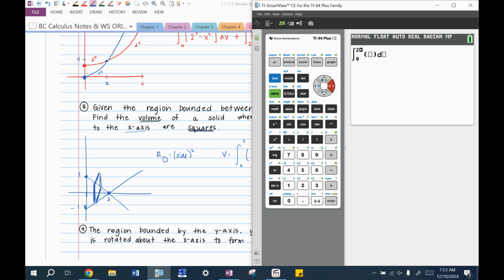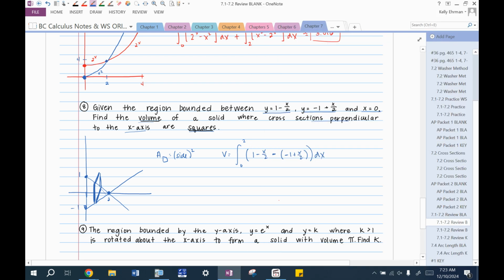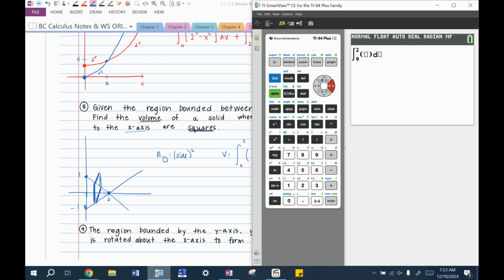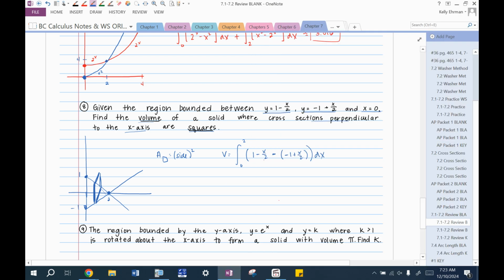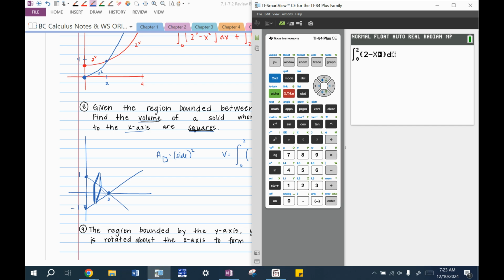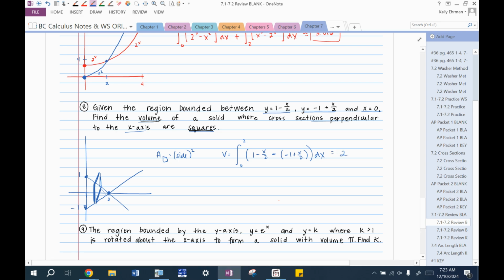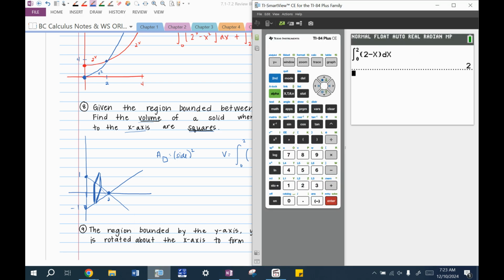Now I might clean this up just so I have less to type in on my calculator. So let's see. It's really 1 plus 1 is 2. And then negative 1 half x minus 1 half x is negative 1x, minus x. This one's 2. So that's our total volume. Oh, no, wait. Squared. I forgot to square it. Do that again. I think I've got to put separate parentheses around here to be able to insert the squared.